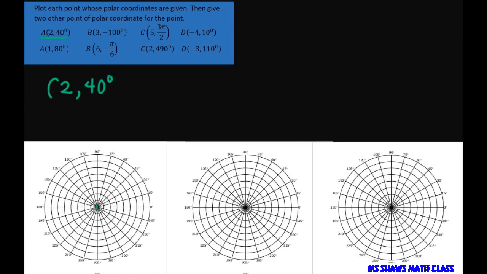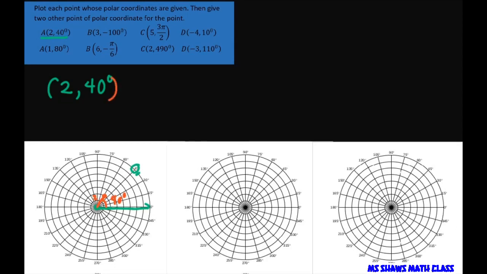So here's your pole right here. So we go out 2. So this is 1, 2. These are kind of small. And then we want to go to 40 degrees. So here's your 45. So I'll put 45 about there. So you're going to plot this. So this is your polar axis here. Go out 2 to 40. So here it is. Let's go back here. We're going 1, 2. So there it is. This would be 40 degrees. And this is your radius of 2.